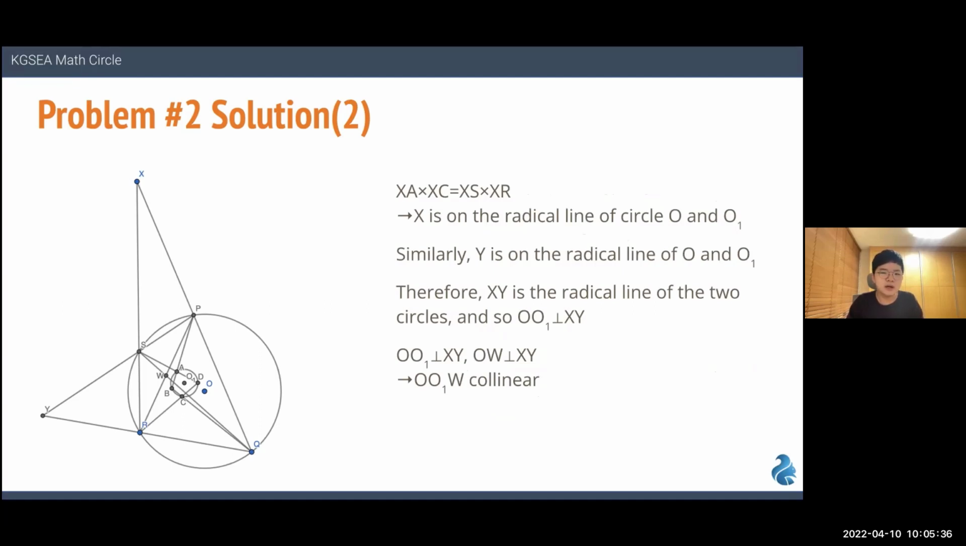Similarly, we can see that Y is on the radical line of O and O1. Therefore, XY is the radical line of the two circles, and OO1 and XY are perpendicular. In conclusion, OO1 and XY are perpendicular, and OW and XY are perpendicular, which means that O, O1, and W are collinear.